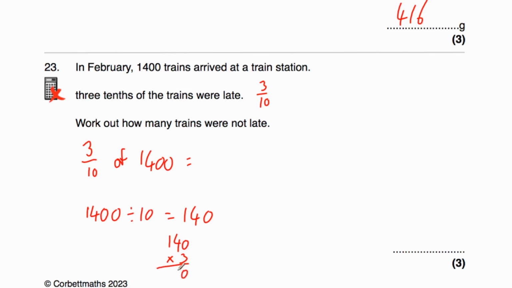3 times 4 is 12, so put our 2 down and carry 1, and 3 times 1 is 3 plus 1 is 4. So that means that 420 trains were late, so 3/10 of 1,400 is 420. Now we could just take that away from 1,400, and that tells us how many trains were not late.